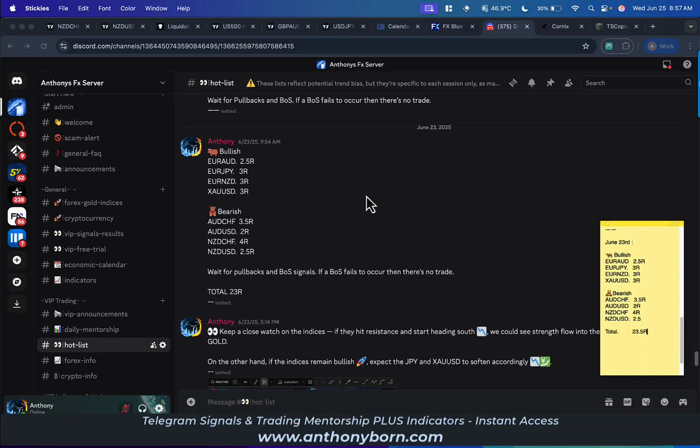Traders, every day I post a hot list into Discord. These are trades that you can trade manually, and some of them I'll be trading on my account, and they will go into Telegram, where you can automatically copy them from Telegram into your MT4 or MT5 account.